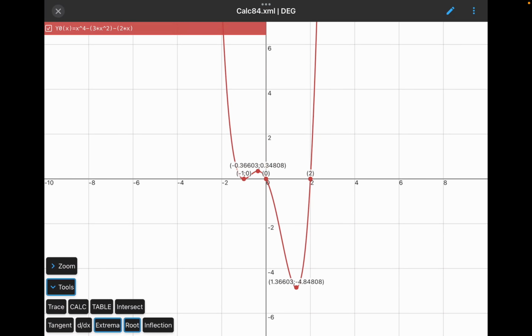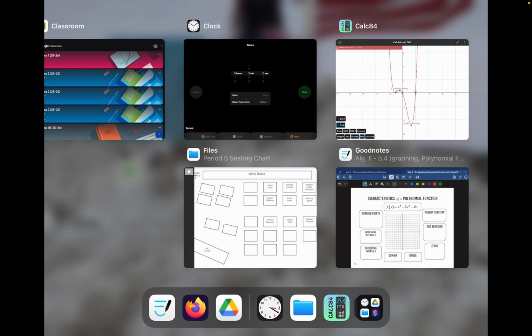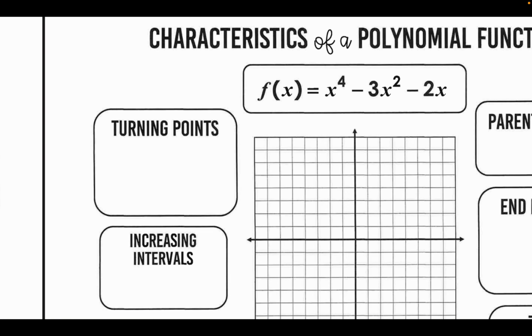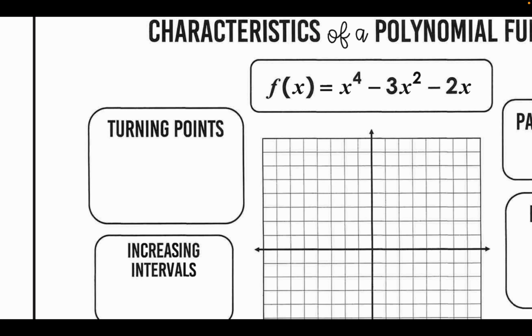I'm going to take note of each of these, starting with the turning points for extrema, relative maximum, relative minimum. So there's 2 relative maximums, and that's negative 1, 0, as well as 1.37, negative 4.85. And those are, once again, the relative maximums. And then our relative minimum is at negative 0.37, 0.35.